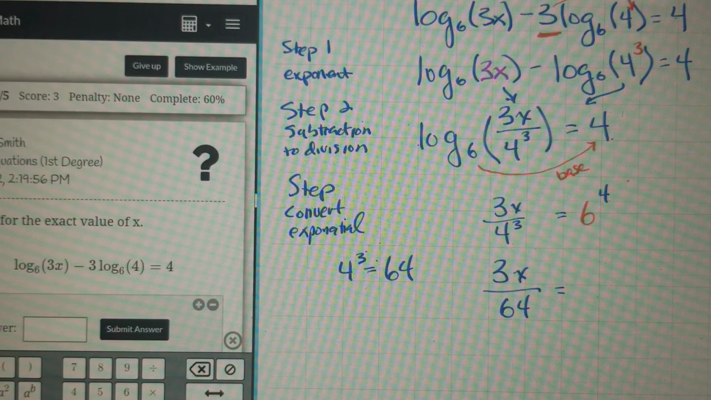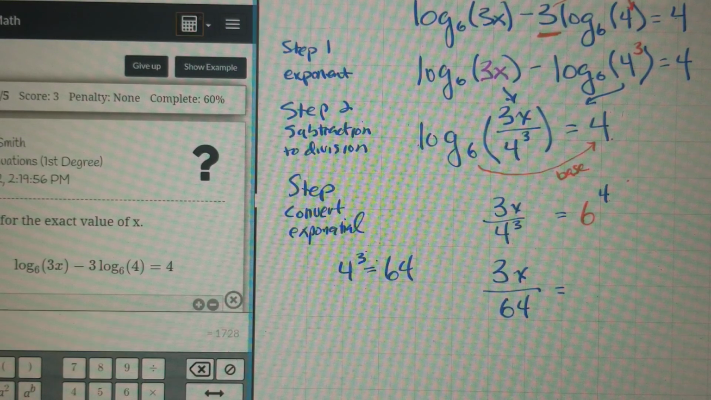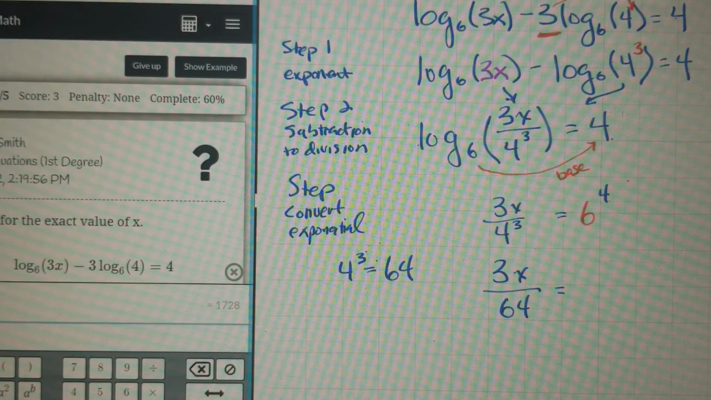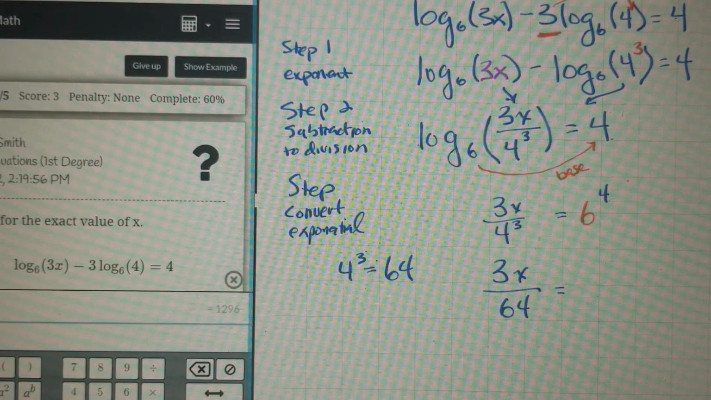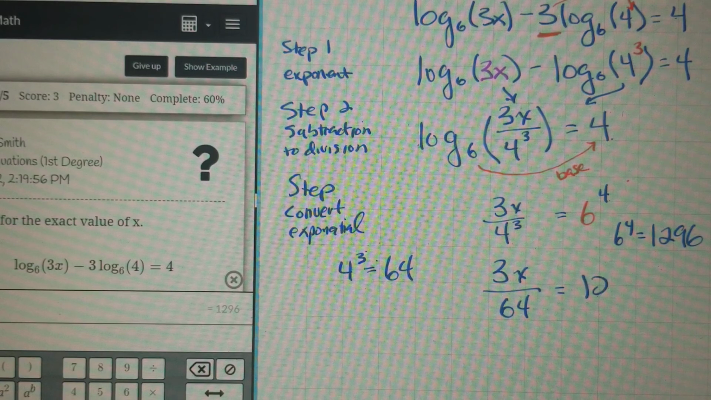And I can't do 6 to the 4th in my head. So let's go over here with our calculator, 6 to the 4th power, hit enter, and 6 to the 4th power is 1296. So 6 to the 4th is equal to 1296. So I got 1296 here.